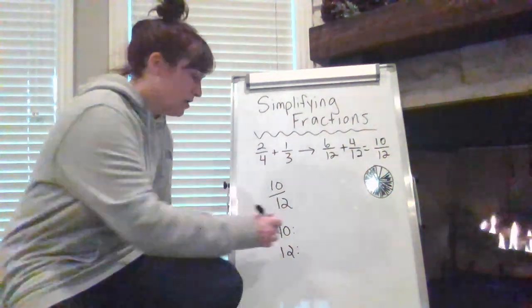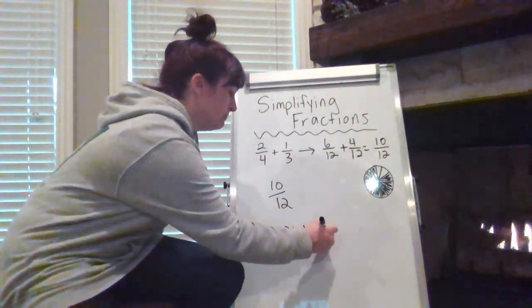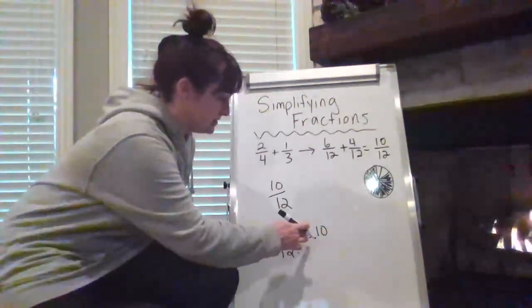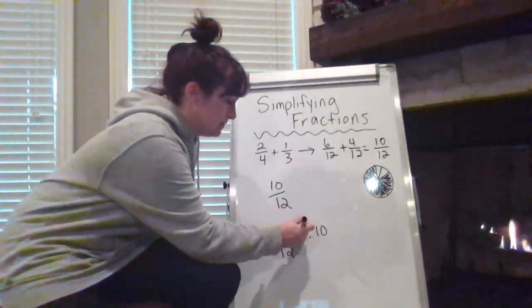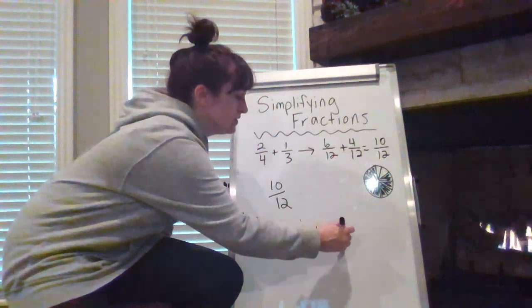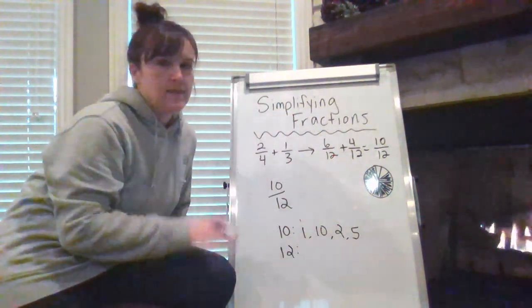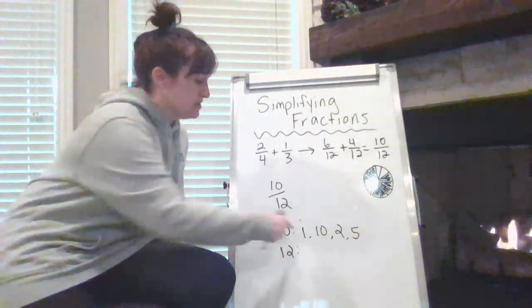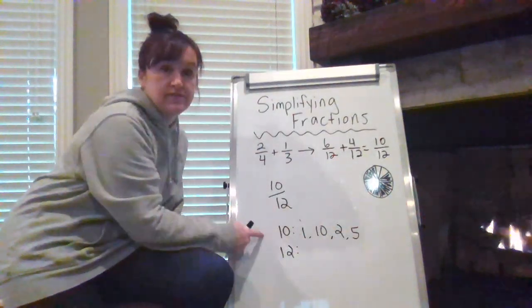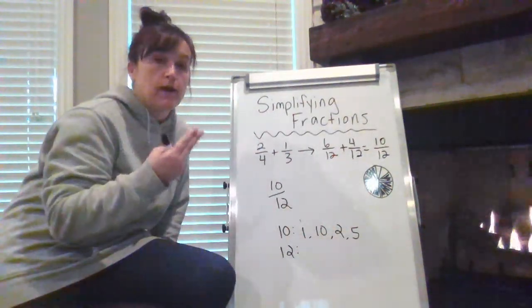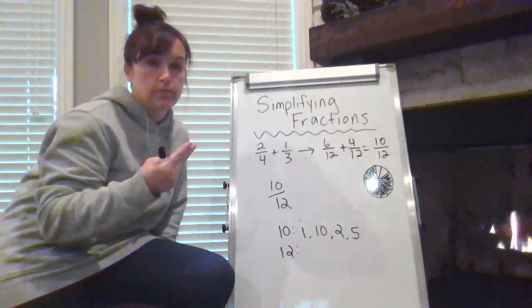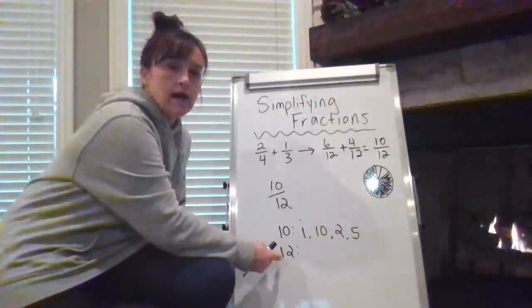For example, 1 times 10 is 10. 2 times 5 is 10. And there's nothing else that works. So these are my factors of 10. It's the things you can multiply together to get 10, whole numbers. Okay.